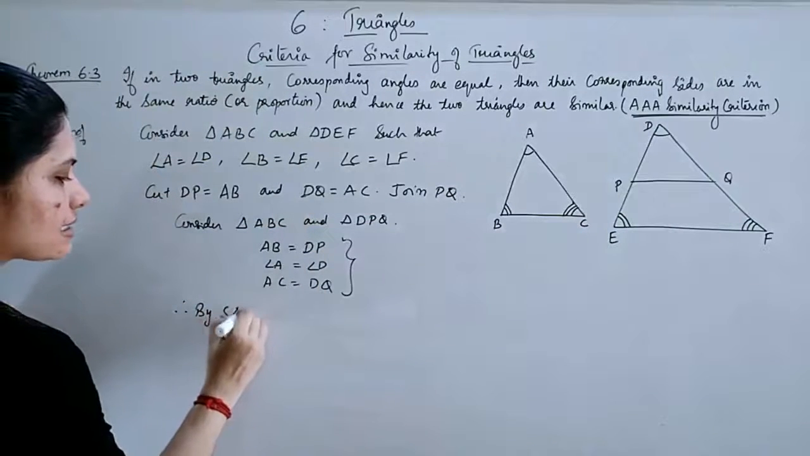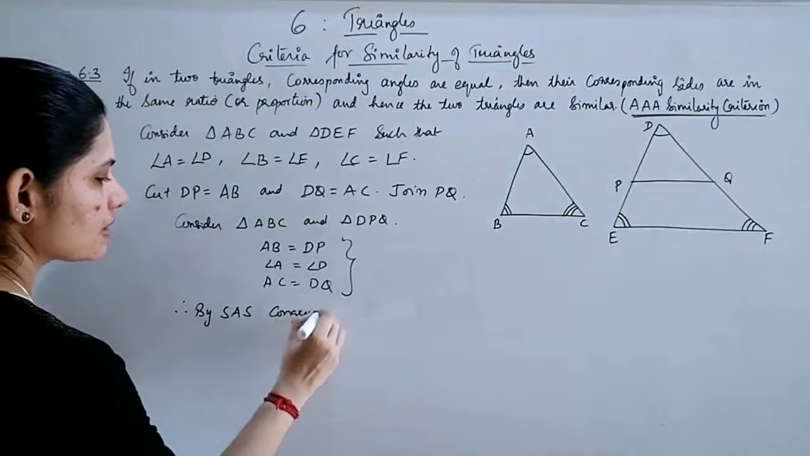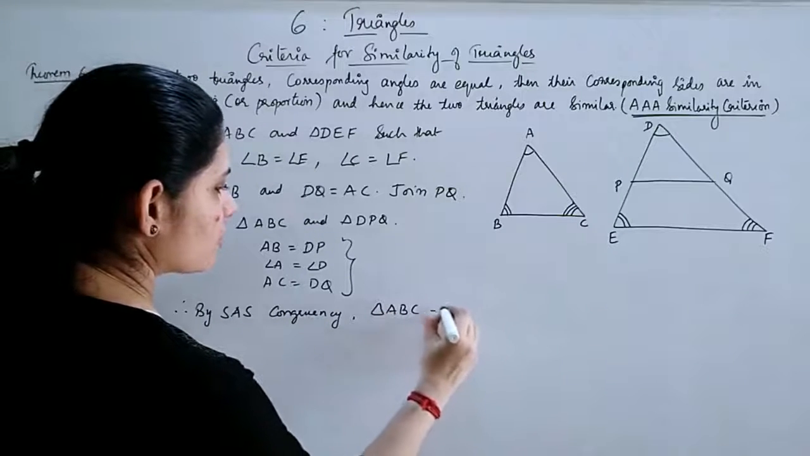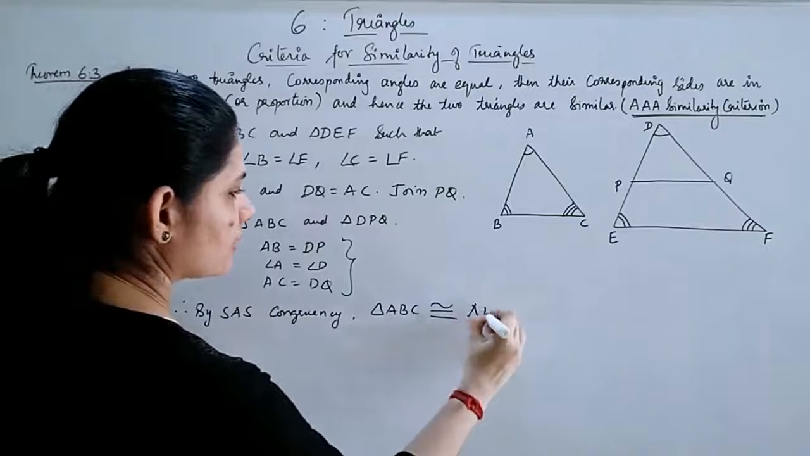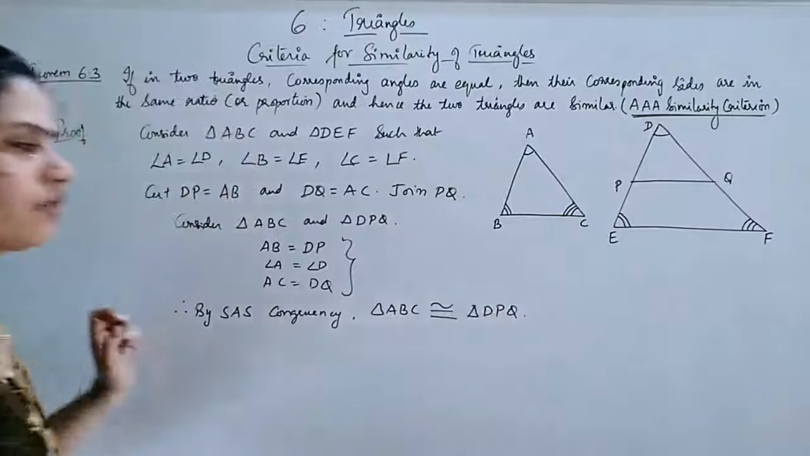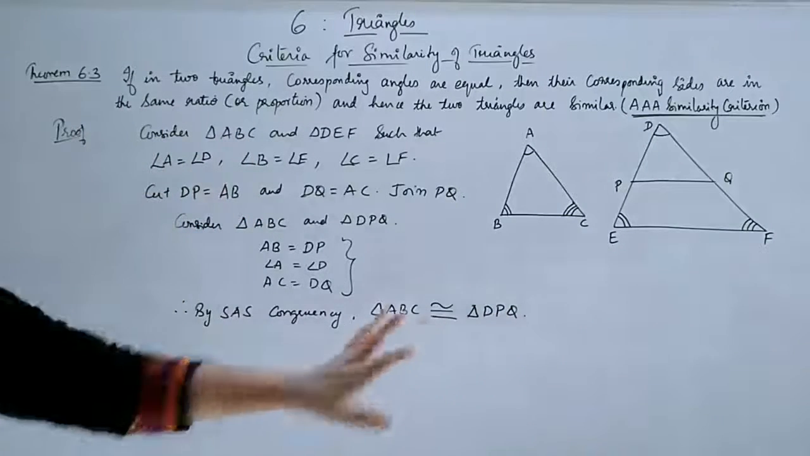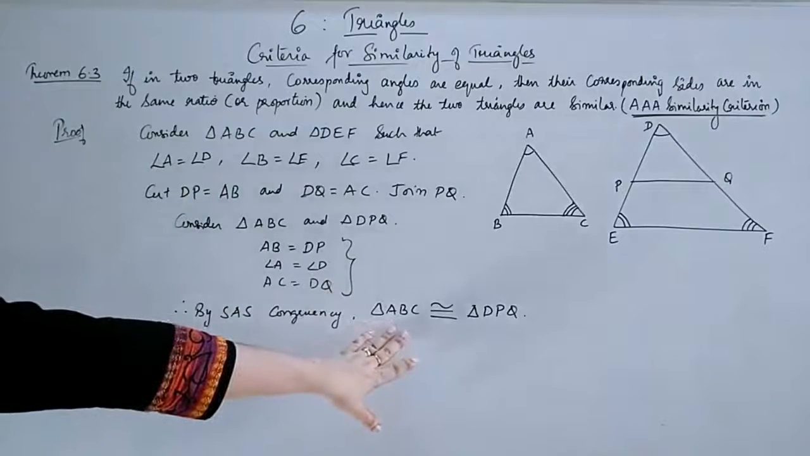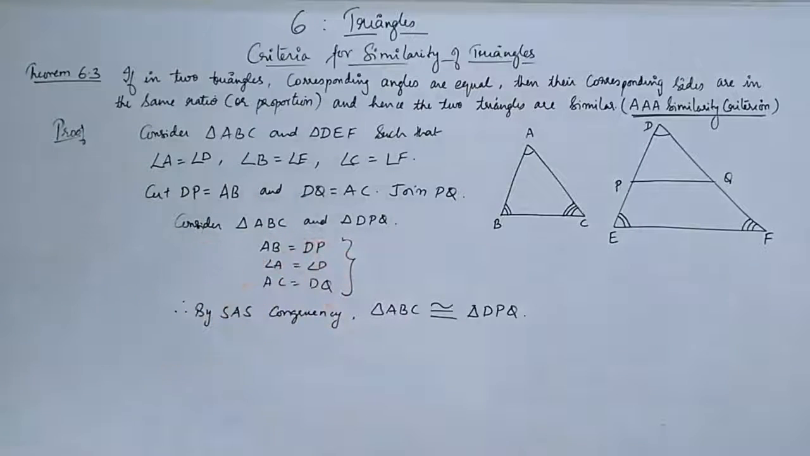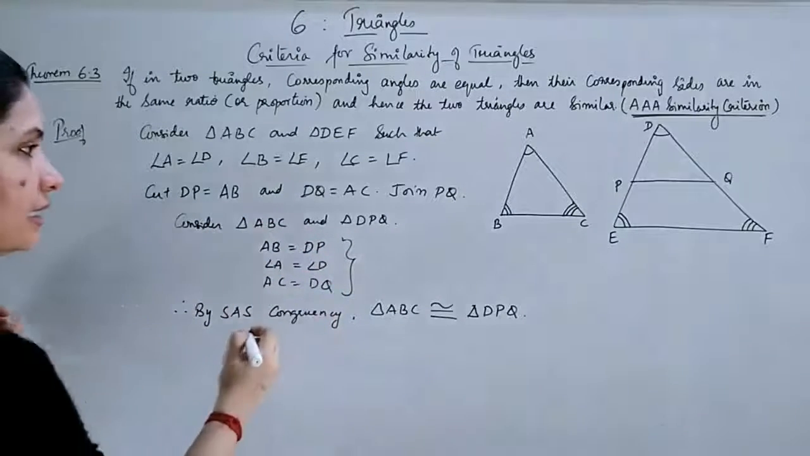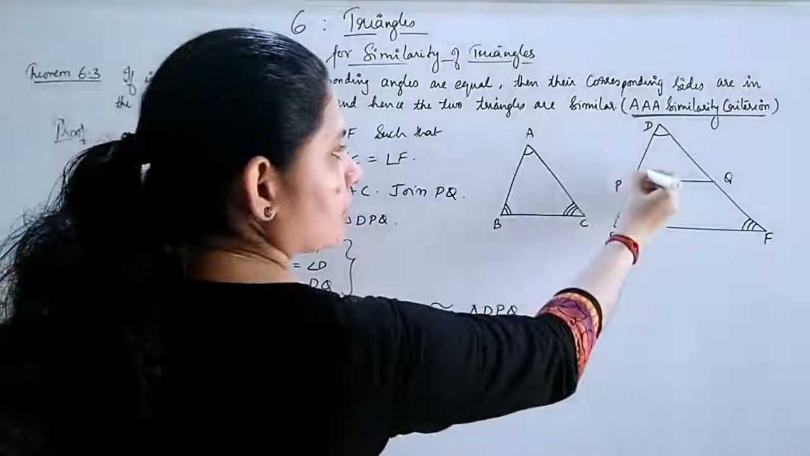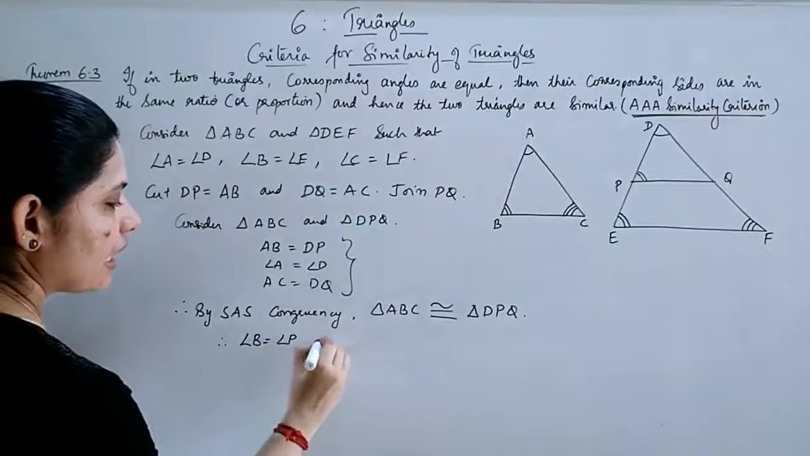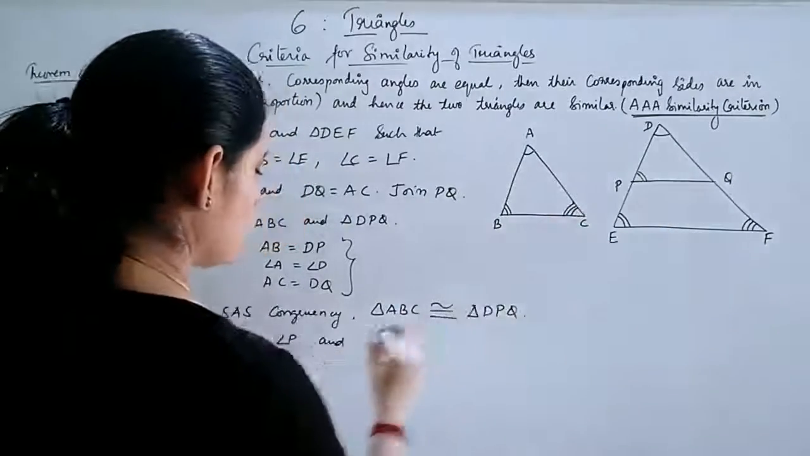Therefore, by SAS congruency, triangle ABC is, what is the symbol of congruency, congruent to triangle DPQ, which you have already studied in 9th standard, right? So this much we got. Hence by CPCT, if the two triangles are congruent, then the remaining sides or angles will also be equal. So at that juncture we are getting angle B equal to angle P, right? Therefore angle B is equal to angle P and angle C is equal to angle Q.